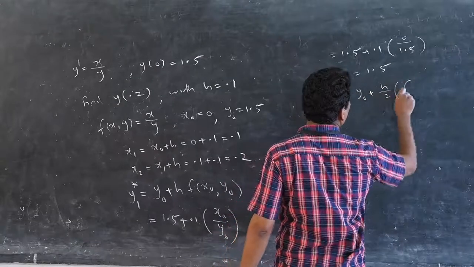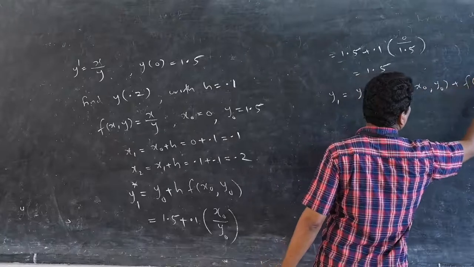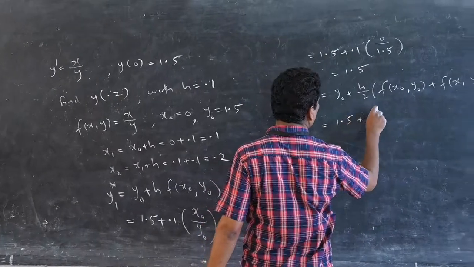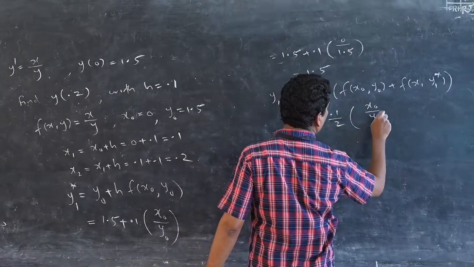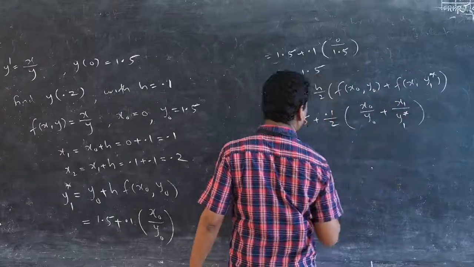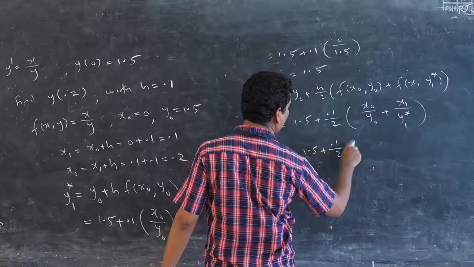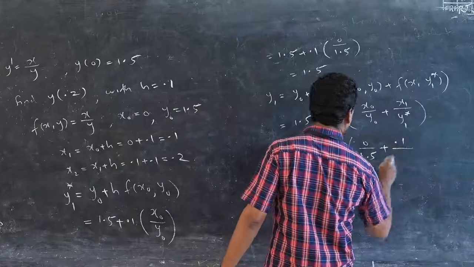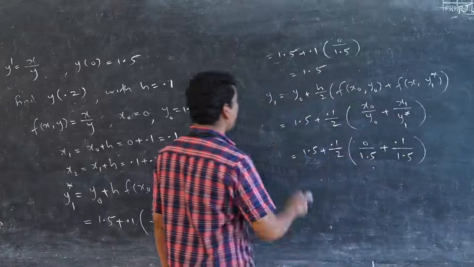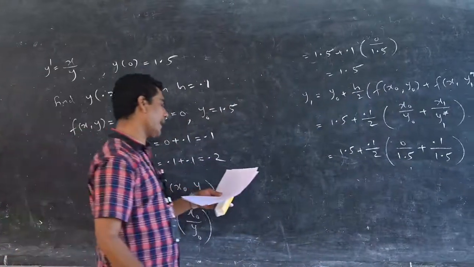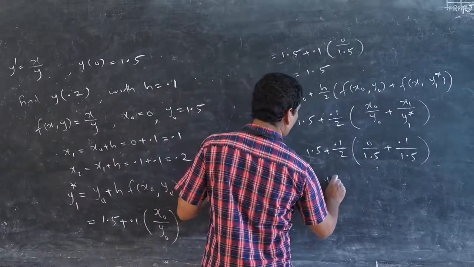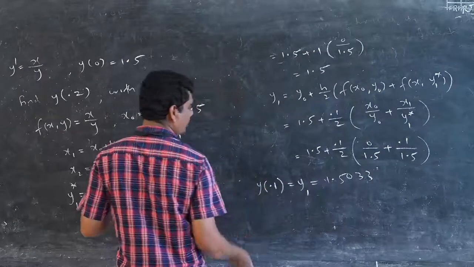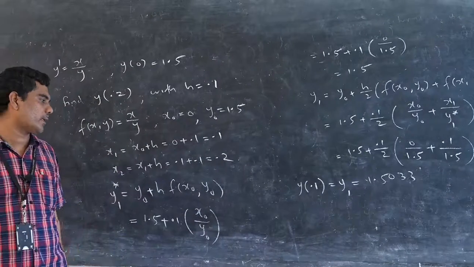y1 is equal to y0 plus h by 2 into f of x0, y0 plus f of x1, y1 star, is equal to 1.5 plus 0.1 by 2 into x0 divided by y0 plus x1 divided by y1 star. It is 1.5 plus 0.1 divided by 2 into 0 divided by 1.5 plus x1, where x1 is equal to 0.1 and y1 star is 1.5. Using a calculator, its value is 1.5033. This is the value of y1, y of 0.1, the value of the solution at 0.1 using the modified Euler method.